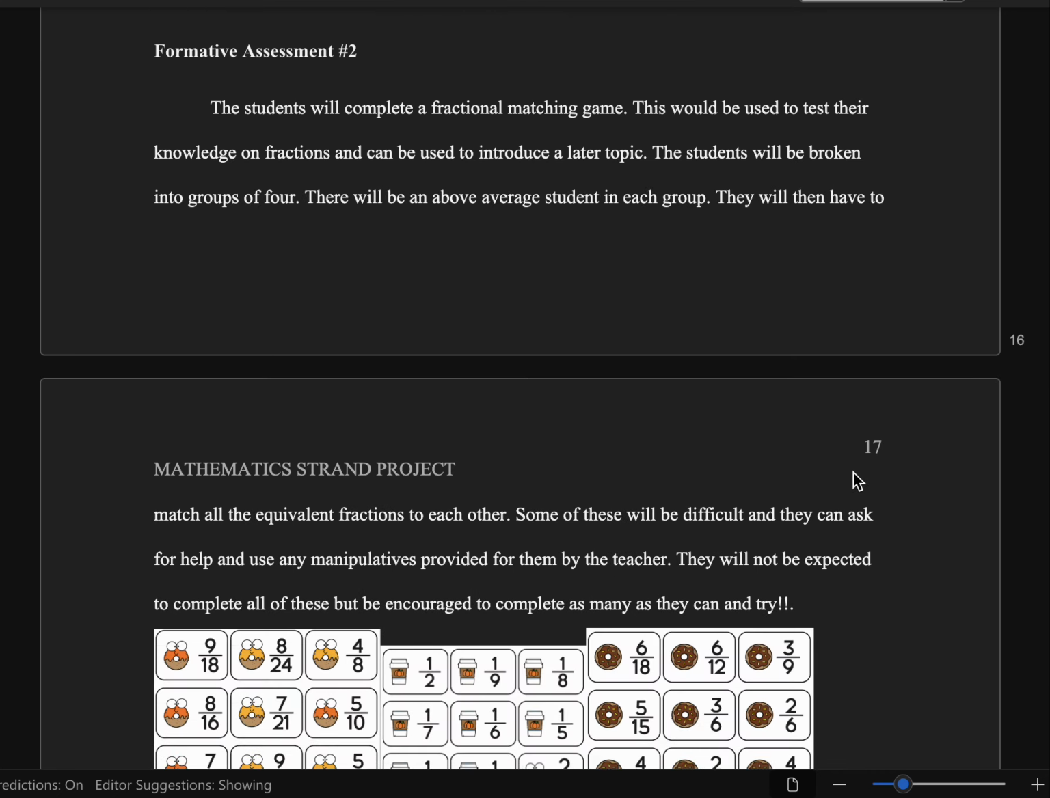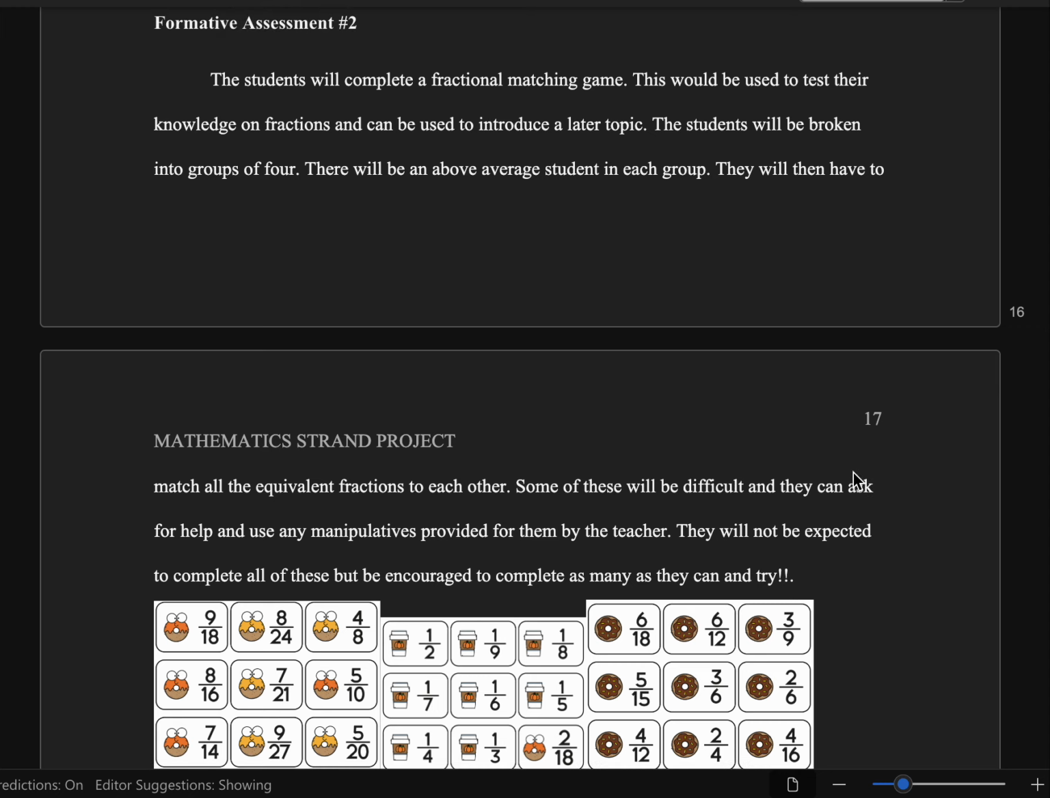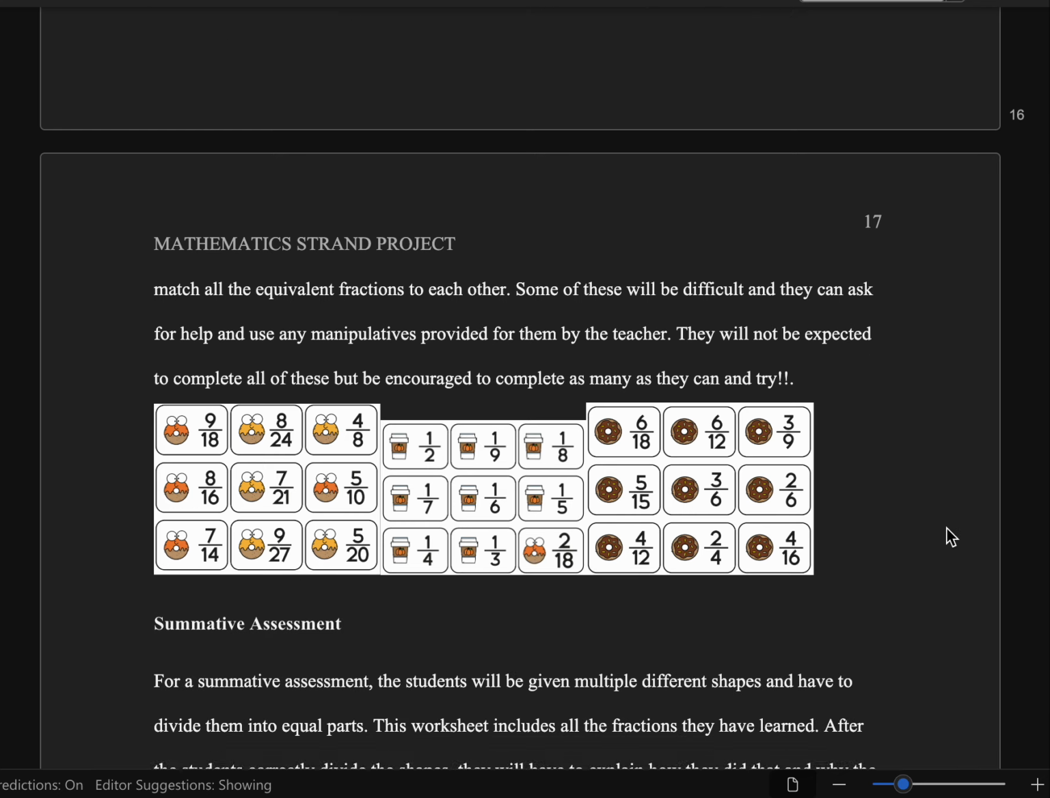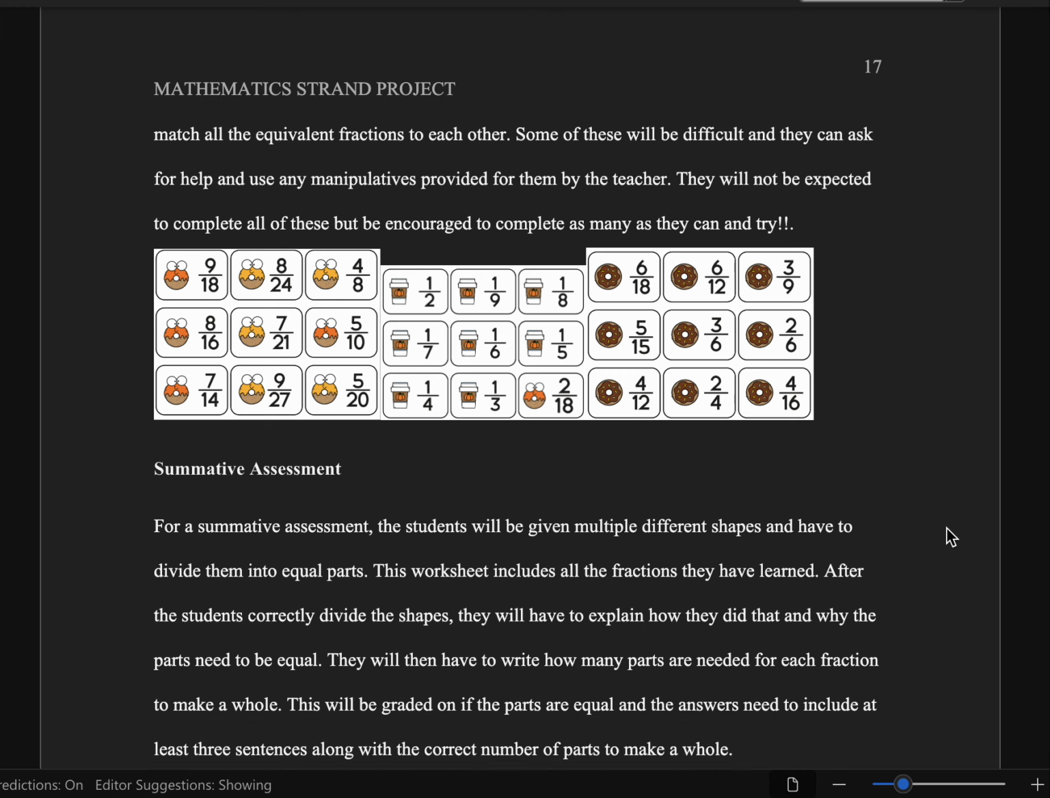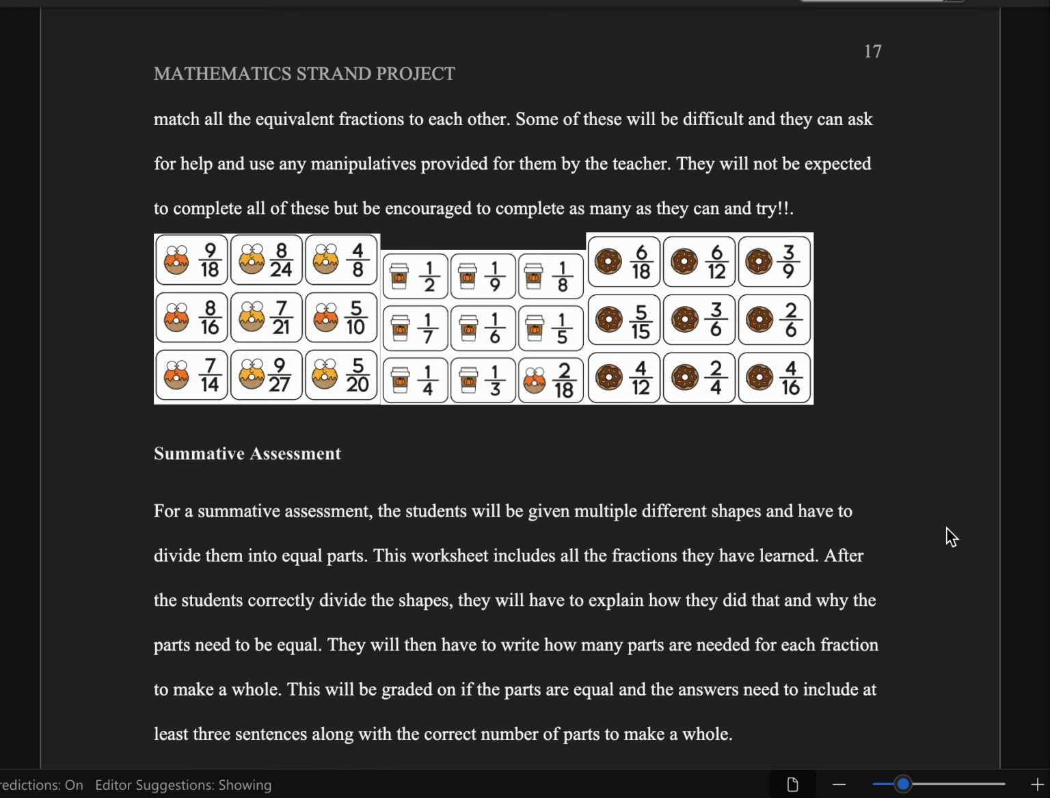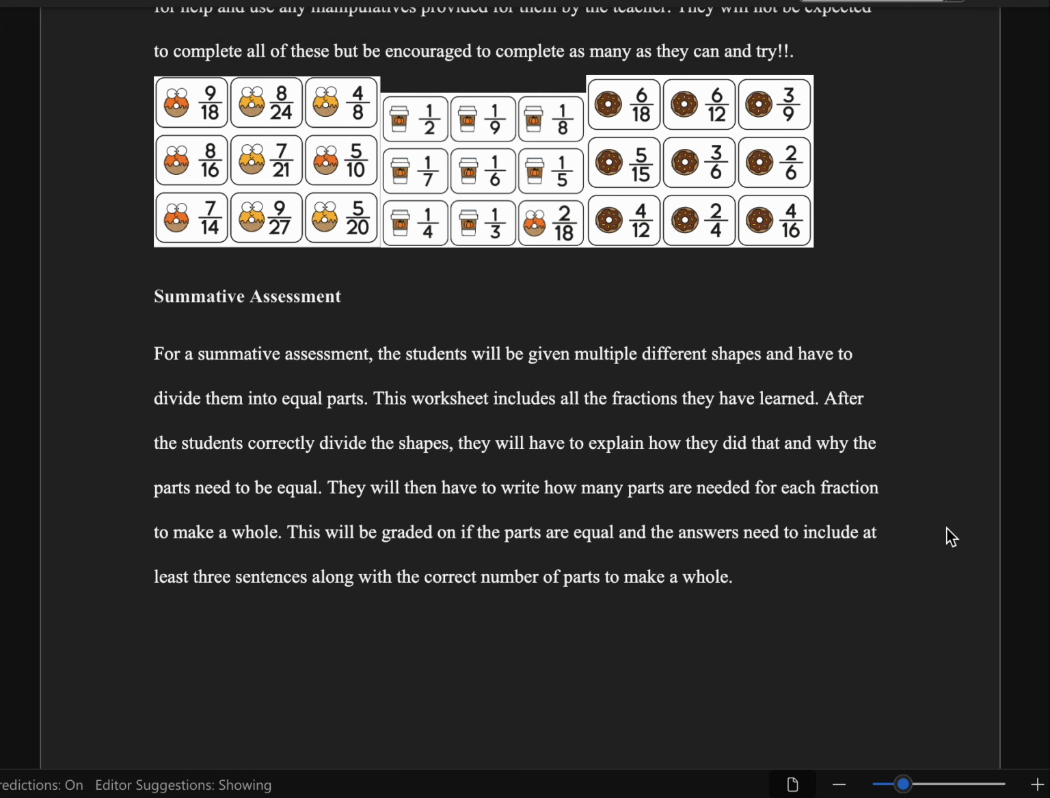The next formative assessment is another worksheet that's just a fractional matching game. This one would be a little more complex, but it could be used to introduce more fractions and topics. It could be adjusted with different fractions. But this is just an example, and they would just match the equivalent fractions in groups.